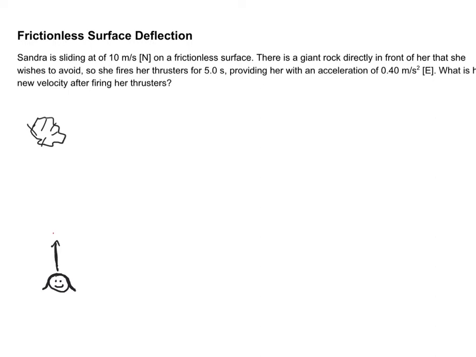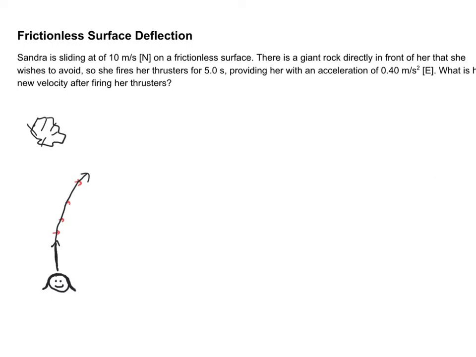She'll accelerate for a little bit, and that may change her direction a little bit. And then she'll accelerate a little more, and then a little more, a little more. So she's actually going to end up going in some kind of a curved pathway and avoiding this rock. Her gradual acceleration is going to make her curve a little bit.